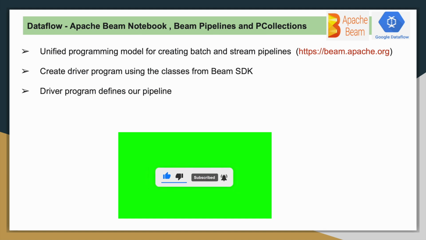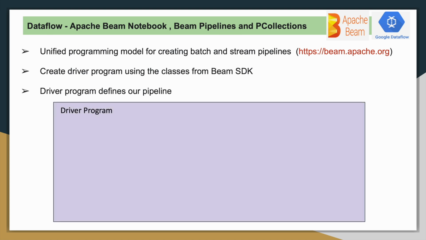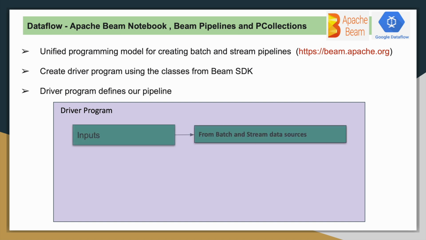There are many abstractions available from the Apache Beam SDK like PCollection, Beam pipeline, PTransformations, IO connectors. The driver program essentially uses all these abstractions to define our pipeline. We'll see them step by step. First of all, we'll write a driver program, so that is what we are going to execute. That is where we have our Beam pipeline.